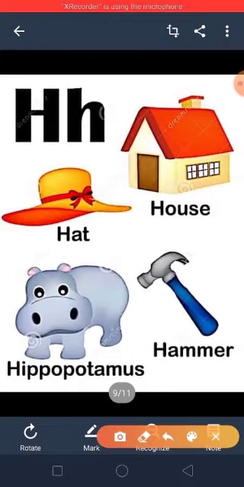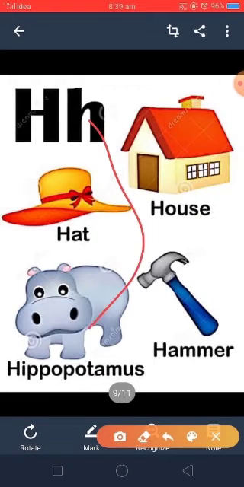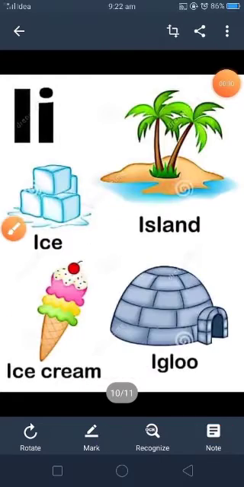Capital H is written as small h. That is H for house, H for hat, H for hippopotamus, H for hammer.